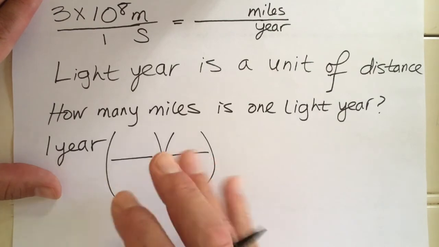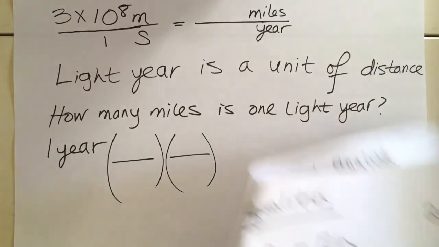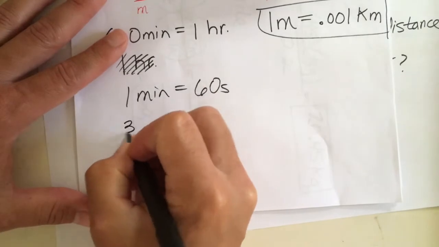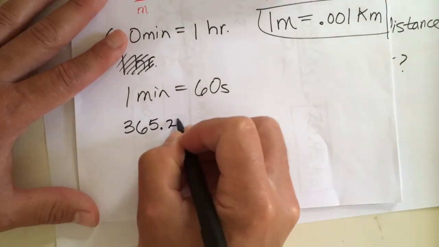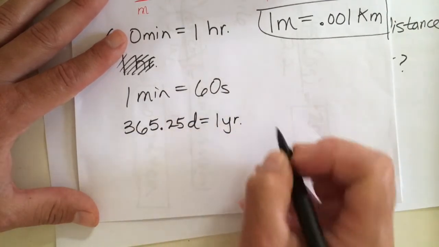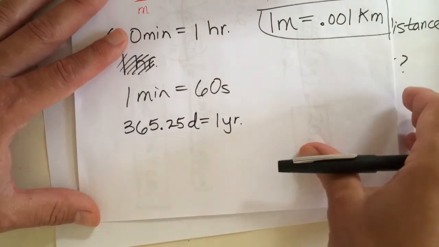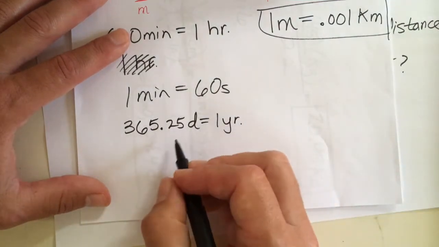Well, we know some additional conversion factors that we probably need to add to the sheet that we had last time. Another one is that there's 365.25 days in 1 year. We can use that and then go from days, 24 hours in a day.